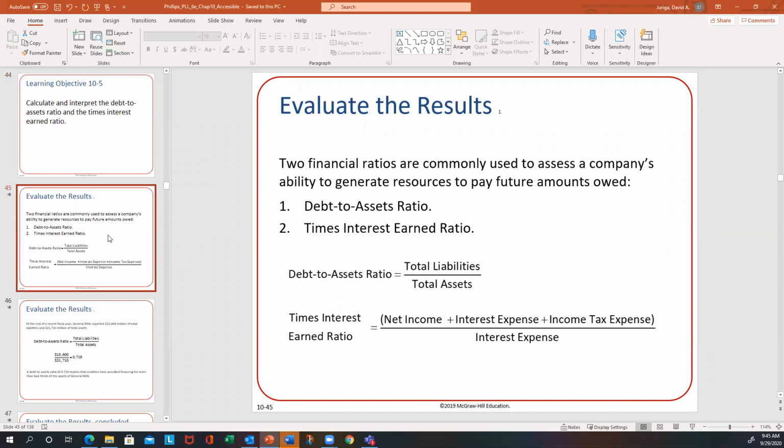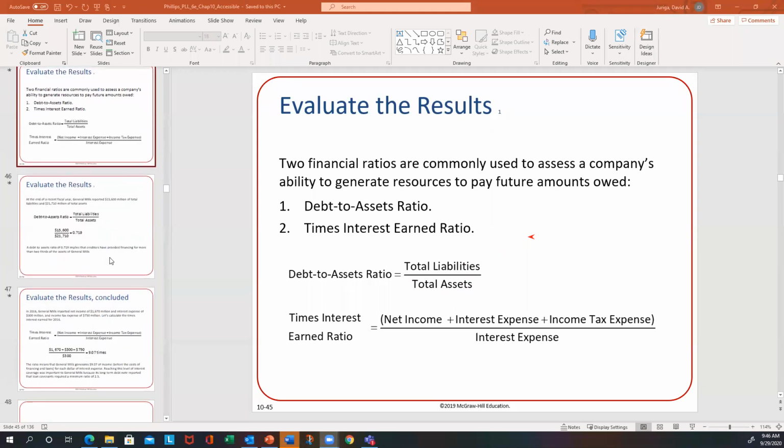Okay. And then the other couple of things, once you get past that, there are a couple of ratios to look at in this chapter. One's called the debt ratio, the debt to asset ratio. You're just comparing what you owe to what you own. That's a pretty simple calculation: you just take your total liabilities and divide by your total assets. The other one is your times interest earned ratio, where you take your net income, add back any interest expense and income tax expense, and then divide that by your interest expense. So those are a couple of different ratios you're going to have to do.